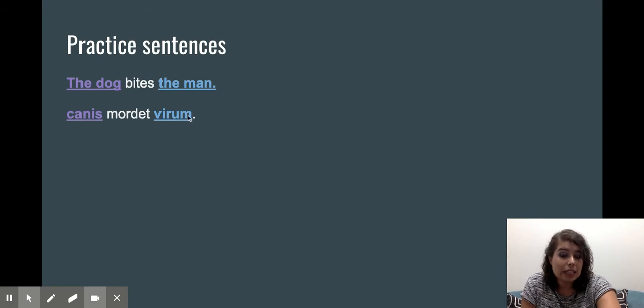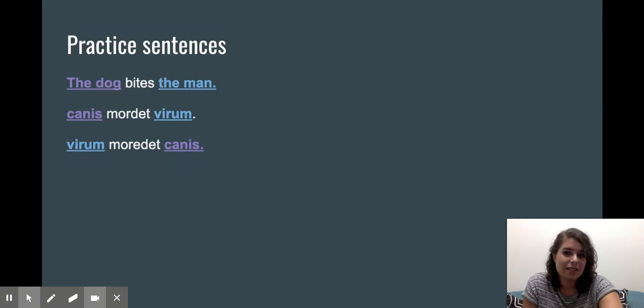Now, since the endings tell us what they're doing in the sentence, I can rearrange these words in pretty much any way I want, and the sentence is still going to mean the same thing. So I have the sentence, virum mordet canis, right? Even though I've rearranged the words, this sentence still means the dog bites the man, because canis, our word for dog, is still in its nominative subject ending, and virum is still in its direct object accusative ending. So it doesn't matter that we've moved the words around, this sentence still means the dog bites the man.